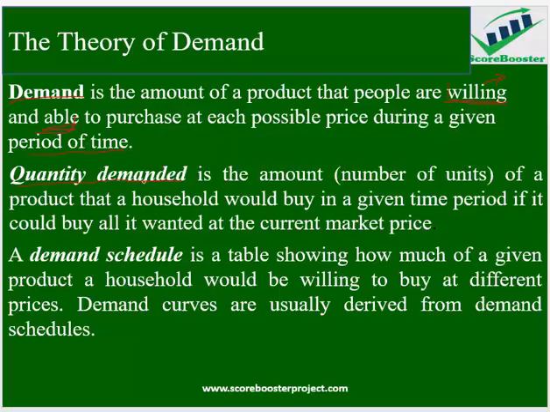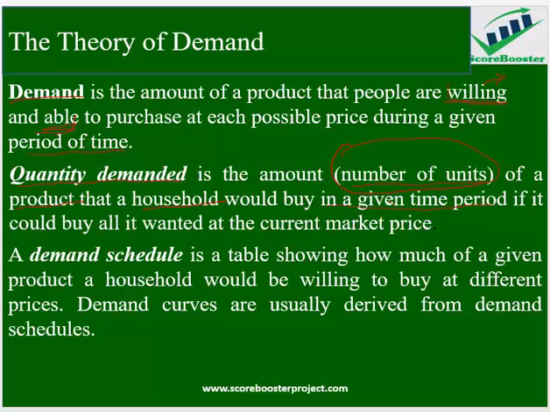Quantity demanded is different from demand. Here is an amount, that is, the number of units of a product that a household will buy in a given period of time, if it could buy at all. That is the unit of item you can have. That's a quantity element. Please be able to distinguish between quantity demanded and demand itself.